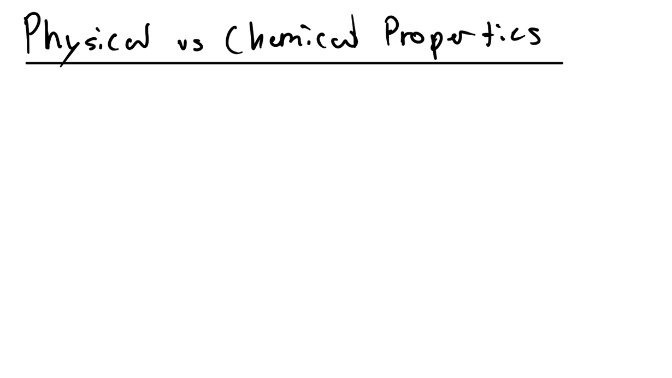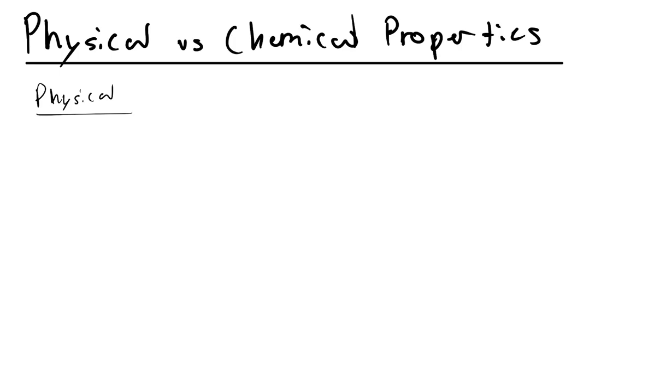Hey everyone. In this video, we're going to break down the difference between physical properties and chemical properties, which are two important ways we describe and classify matter. First, let's go over what physical properties are. A physical property is basically just something you can observe or measure without changing the substance's chemical identity.